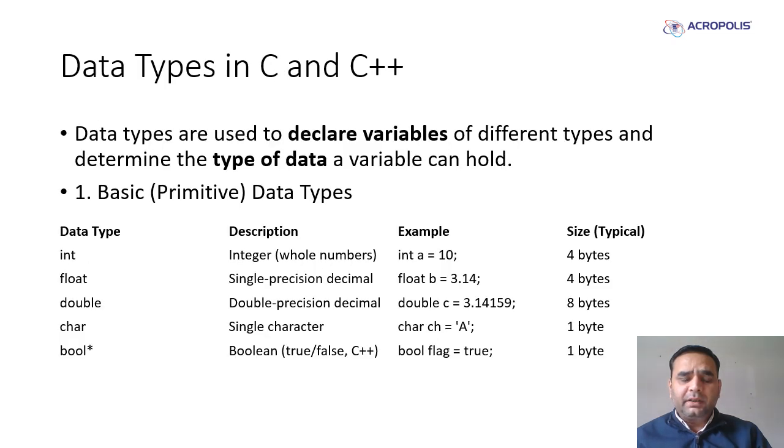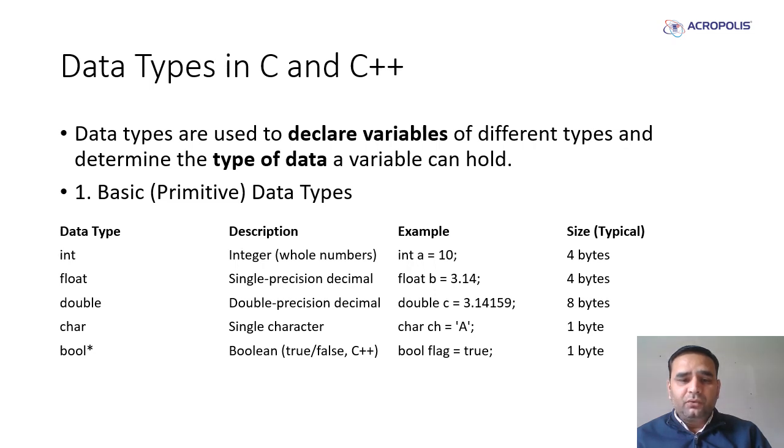Now, each and every programming language has a set of data types so that we can define different types of variables. Data types are used to declare variables of different types and determine the type of data a variable can hold. In C and C++ also there are different types of data types. The very first type is the basic or built-in, or we can also call them primitive data types. These data types contain integer, float, double, character, and boolean.